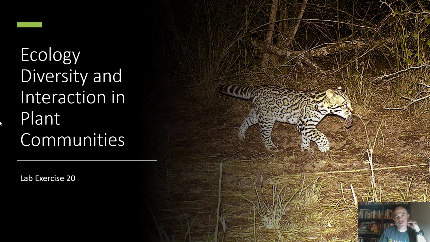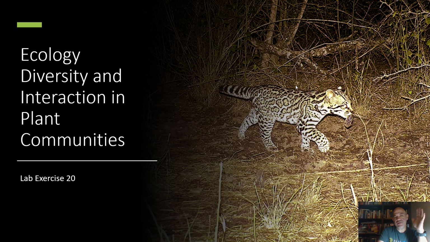So this is an introduction to lab exercise 20, which is titled Ecological Diversity and Interactions in Plant Communities. And you can see in the background, this picture is taken at night with some night cameras of an endangered ocelot found here in South Texas and thorn scrub habitat you see in the background. And so this plant community structure here provides habitat for this ocelot. So there's a specific habitat structure many animals require.